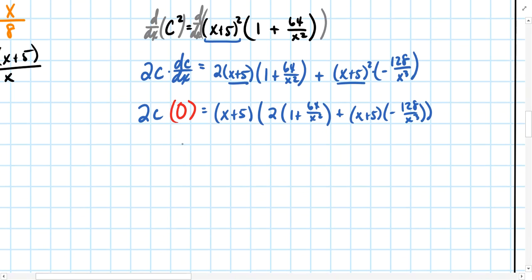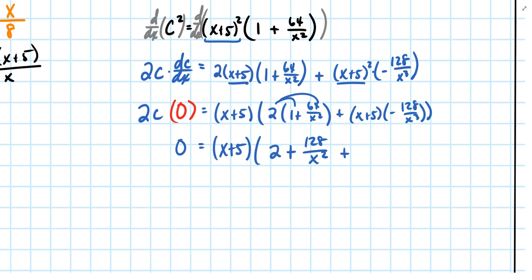So on the left side, we've got an expression that's equal to 0, and on the right side, we still have this x plus 5 common factor, and I'll probably distribute and see if we can combine terms down to maybe a single expression. It's likely going to be a fraction because of these denominators, but let's see what we can get. So I'm going to call this distribution, we'll call that 2 plus 128 over x squared. And with this distribution, x and 5 get distributed to this expression.